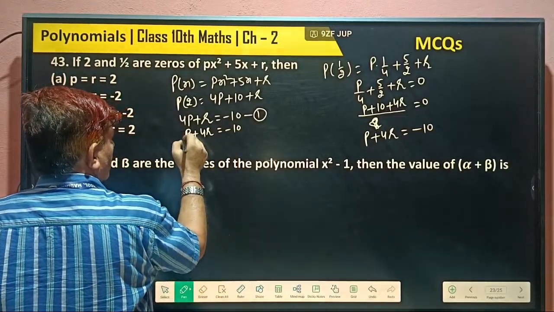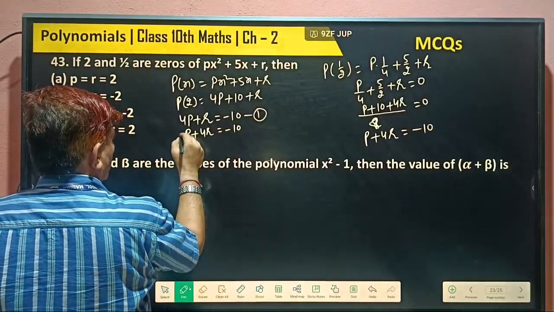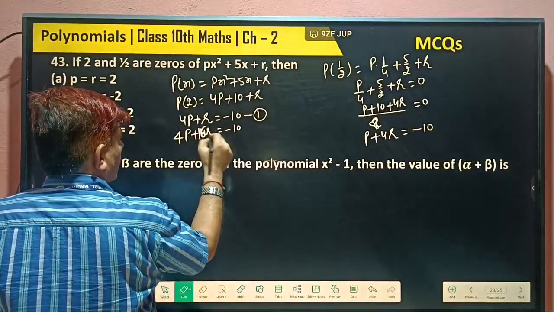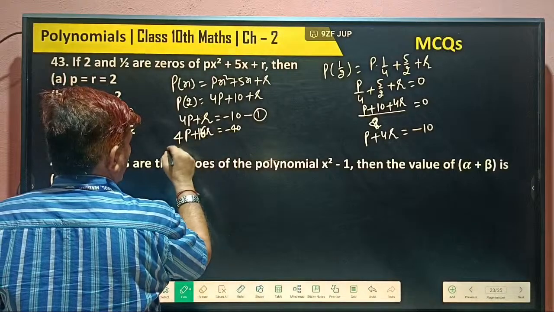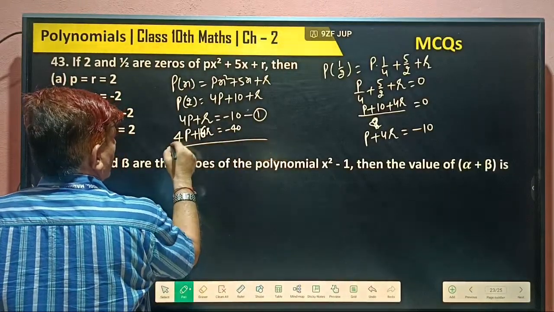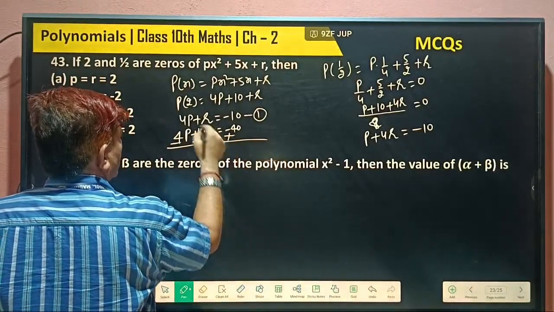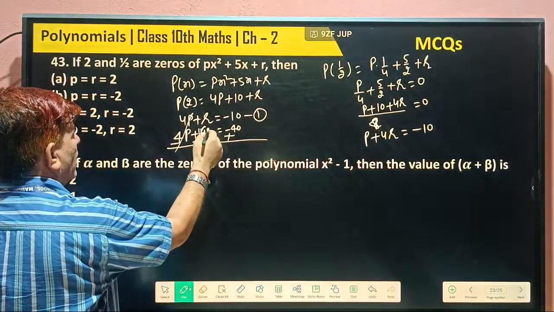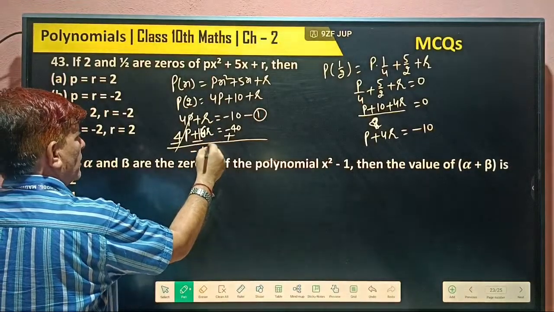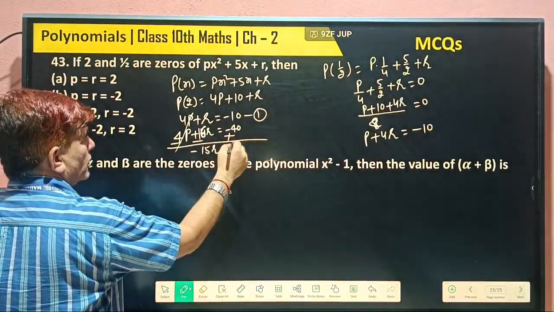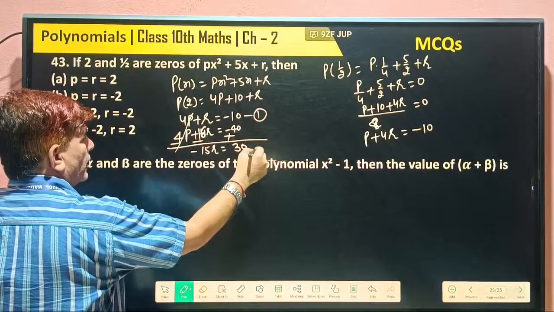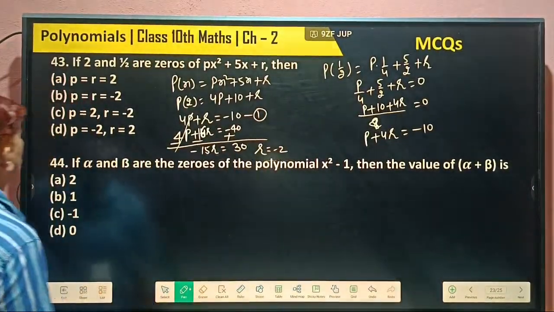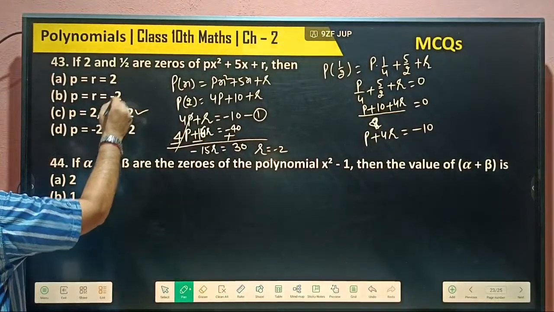We can multiply this with 4. So it becomes 4p, this becomes 16r, and this becomes 40. Cancel out. Minus, minus, plus. Cancel out. Understood? 16r minus 15r is equal to how much? 30. So r equal to minus 2. Anywhere r equal to minus 2. Yes, r equal to minus 2 here also.